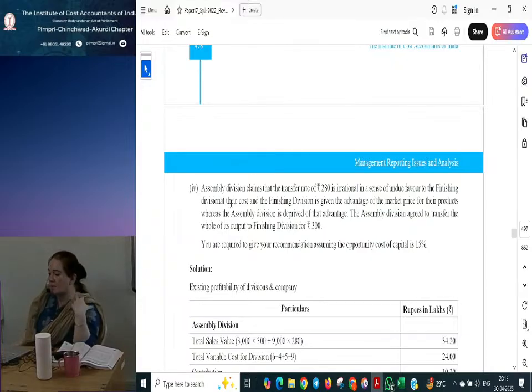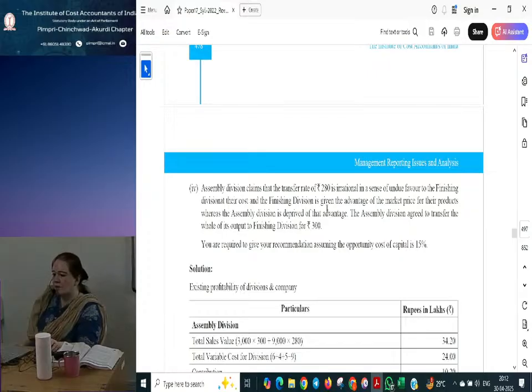The assembly division claims that the transfer rate of 280 is irrational, in the sense of undue favor to the finishing division. See, transfer pricing is always a problematic area, because while we look at the revenue at the company level, it's all put together, departments put together. But while we see the department level revenue, that is going to be affected. So always the transferor will think about a higher price and the transferee will think about a lower price at which it needs to be transferred. So that is why there is a clash over here.